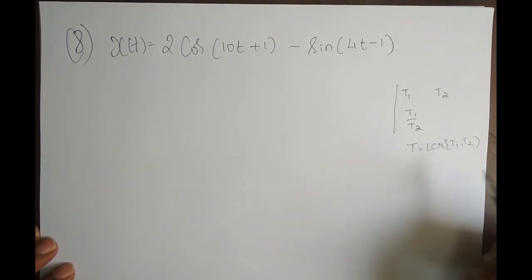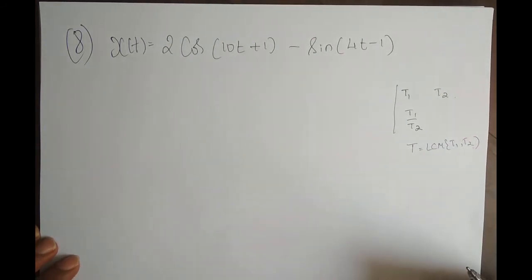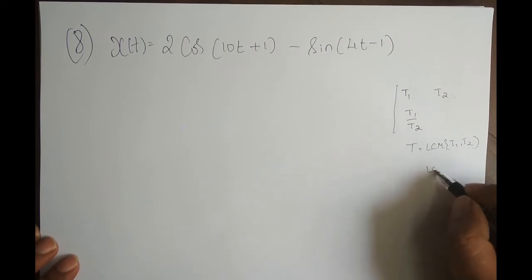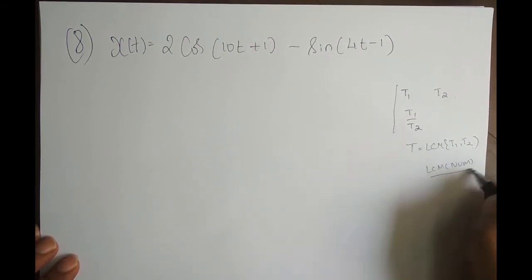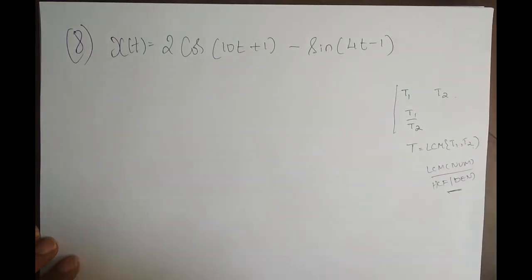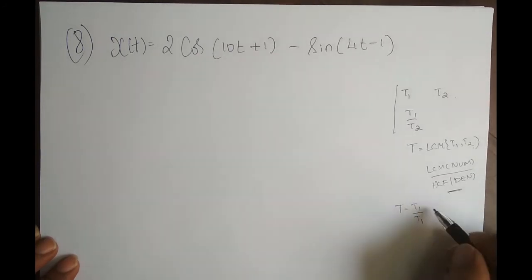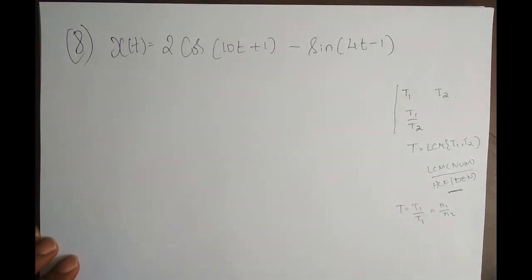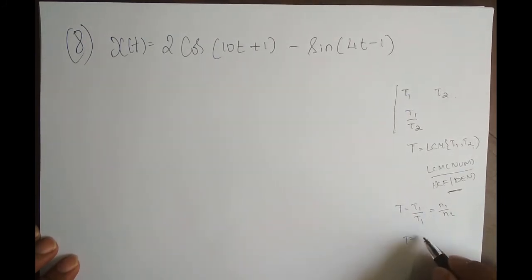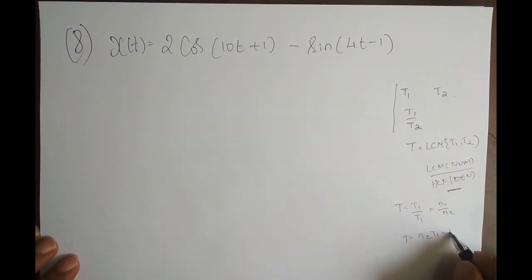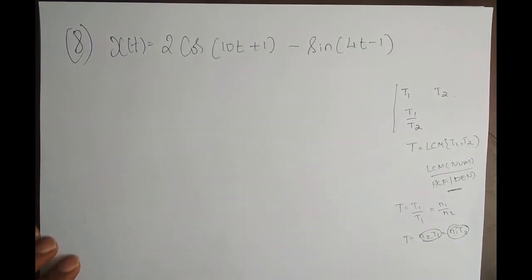Now in case T1 and T2 are both fractions, what is the formula to take the LCM of fraction numbers? It is the LCM of numerators divided by the HCF of denominators, which we have solved in the previous video. We have one more shortcut method to find its fundamental period. Capital T is equal to, I take the ratio of T1 and T2, say we get N1 and N2 as the ratio. We cross multiply. T is equal to N2 times T1, which is equal to N1 times T2, and this number is the fundamental period.